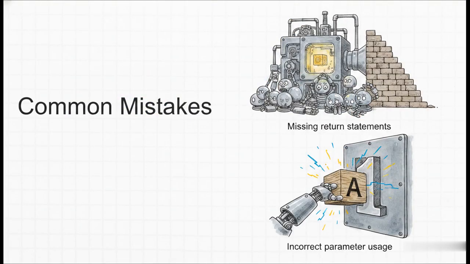But while you're building cool projects like this, it is super vital to watch out for a few really common pitfalls. Two of the biggest mistakes developers make are, 1, missing your return statements, which is basically where your function does all the brilliant math but totally forgets to actually hand the answer back to you, and 2, incorrect parameter usage, like maybe passing a random word into a function when it was explicitly expecting a number. So always double-check your inputs and your outputs.